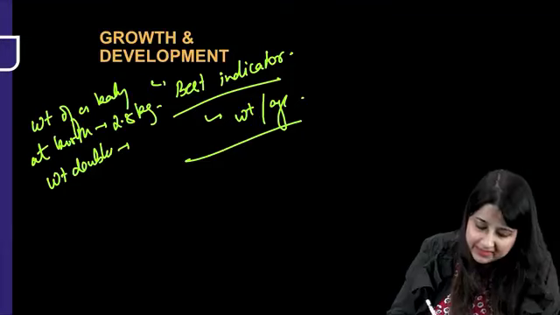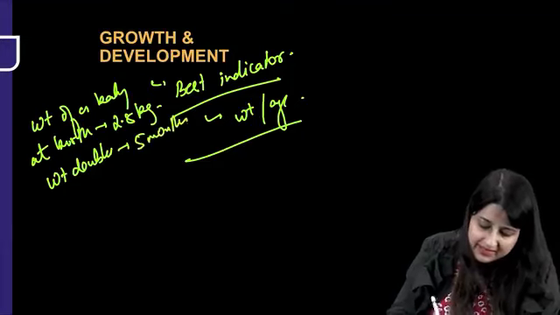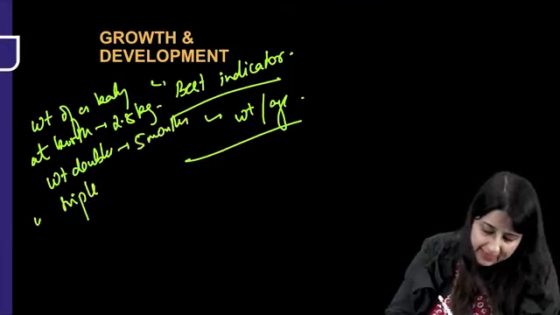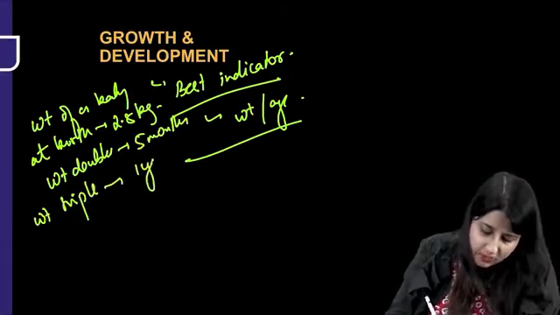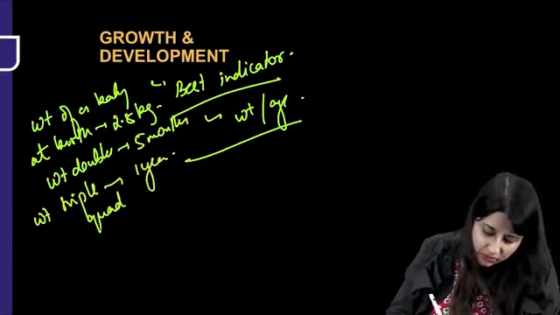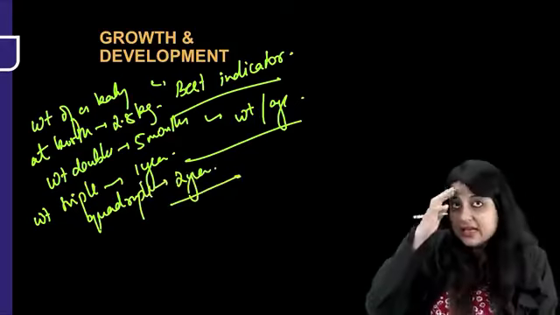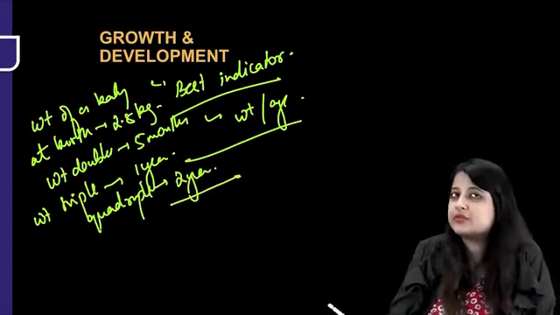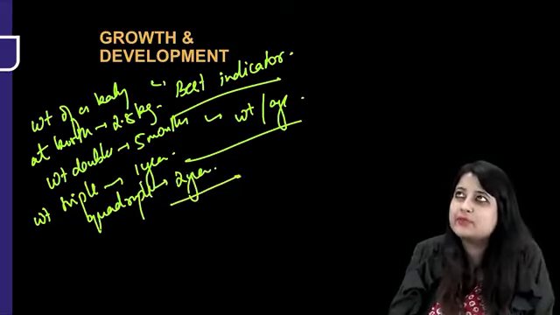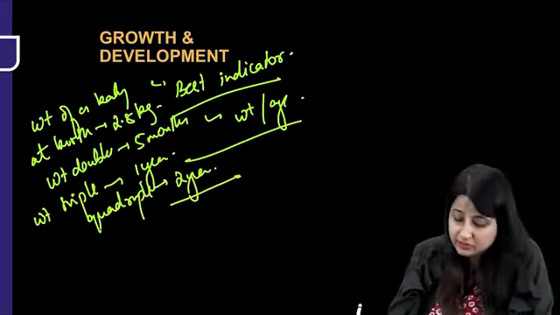Weight doubles at 5 months, right? When does the baby weight triple? So weight triples at 1 year. And when does the weight quadruple, guys? So the quadrupling of the weight is by 2 years. So accordingly you can assess malnutrition. So around 2 years, the baby's weight should be 11 to 11.2 kg.